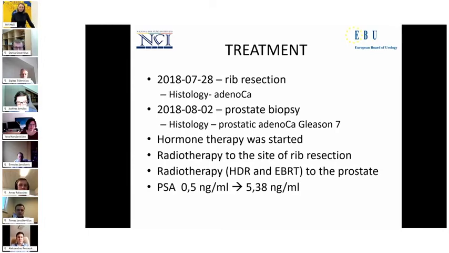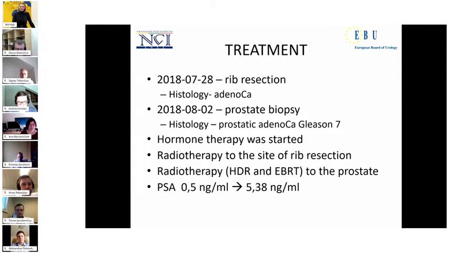In 2018, the rib resection was performed. What we found on histology was adenocarcinoma. After this, prostate biopsy was done. Histology came back as prostatic adenocarcinoma, Gleason 7. Again, I cannot tell exactly which Gleason 7 because it was not performed in our institution.